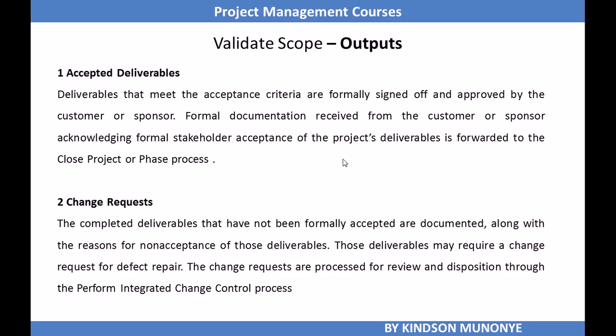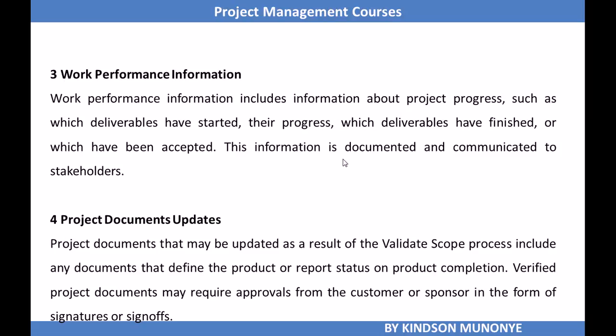Another output is change request. If the deliverables have not formally been accepted, then the reasons for non-acceptance are documented. And those reasons might require creating a change request to make a correction or to repair something and reach the expectation of the customer or the sponsor. So the change requests are processed through the Perform Integrated Change Control process.